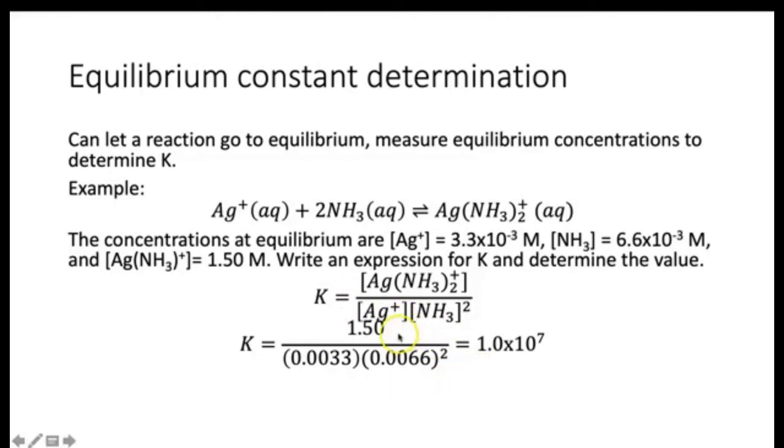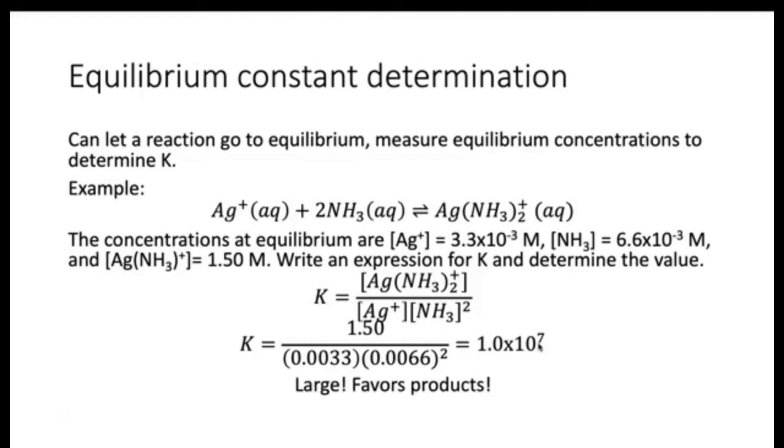So we have 1.5. Now remember, we're always dividing by 1 molar, so we're getting rid of the units, and we're left with 1.5 and 0.0033 and so forth. If we multiply those out, we end up with an equilibrium constant of 1 times 10 to the 7th.